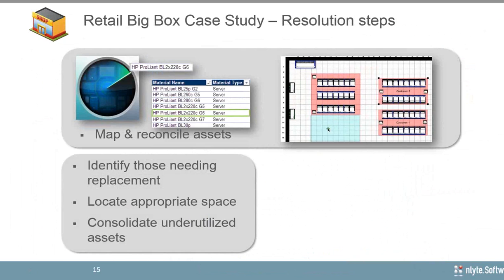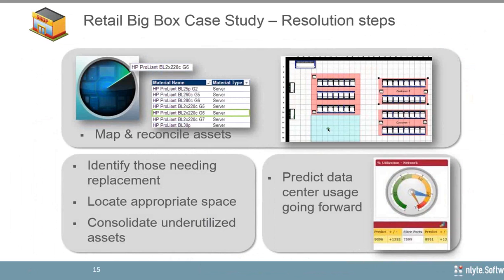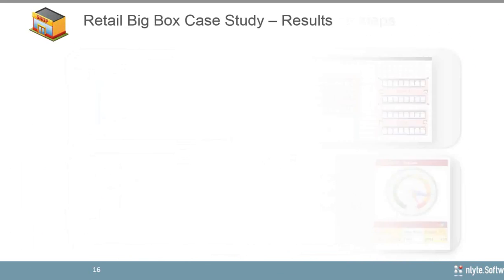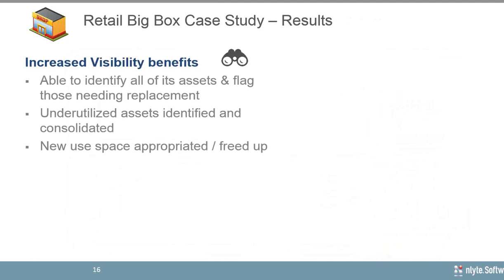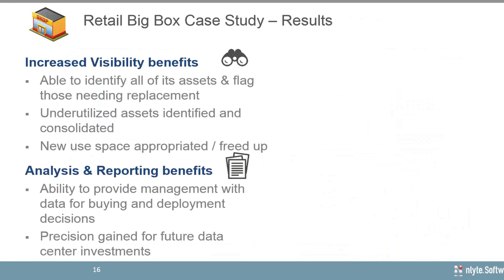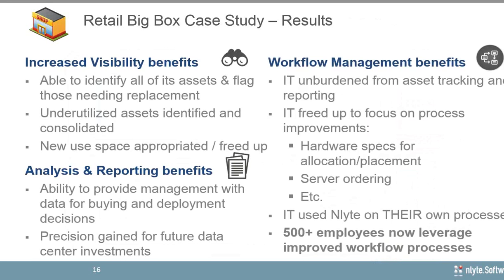So this client was able to identify, with this reconciliation, the assets needing replacement. They were then finally able to locate space. They weren't over-provisioning their ordering, and they were able to consolidate the assets based on workloads. They were able to do this in the Nlights system by predicting usage going forward. With that, they increased their visibility. They were able to analyze and report out much quicker to the executive management. And they used the workflow to huge effect.